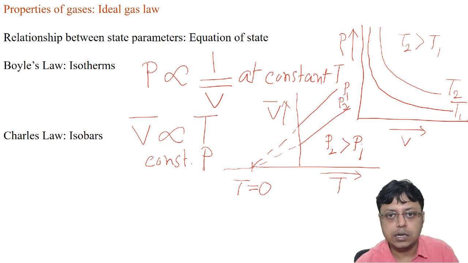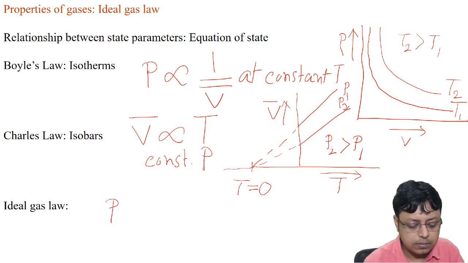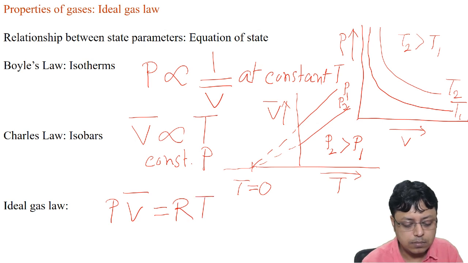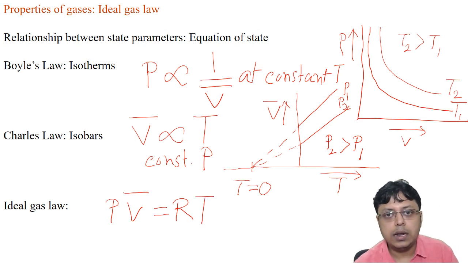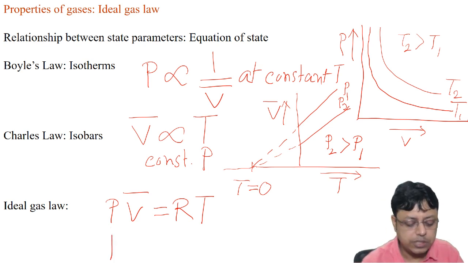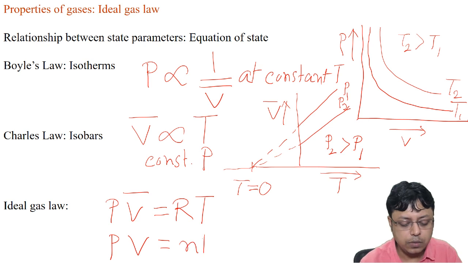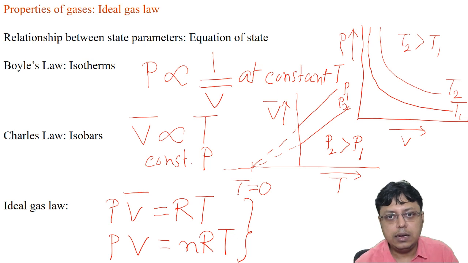Combining Boyle's law and Charles' law yields the ideal gas law, where R is the molar gas constant. In this case, we have also used the concept provided by Avogadro. We could also write the equation in the other form, which is PV is equal to nRT. So this is ideal gas law. This is nothing but an equation of state for ideal gases.